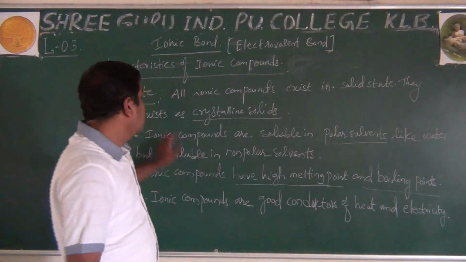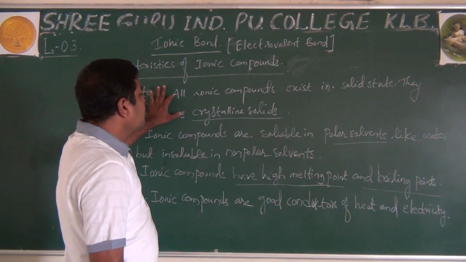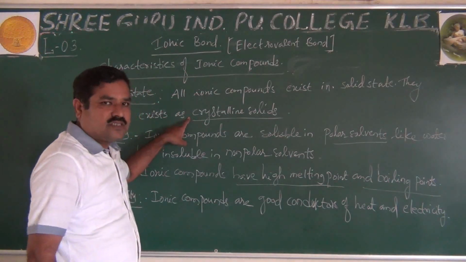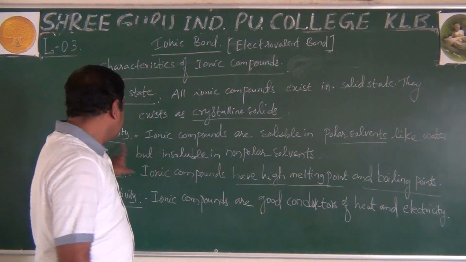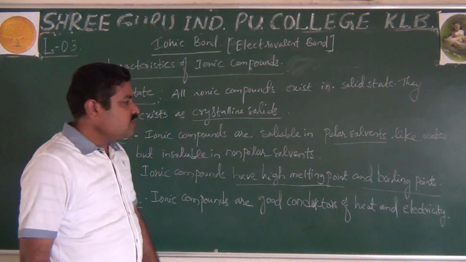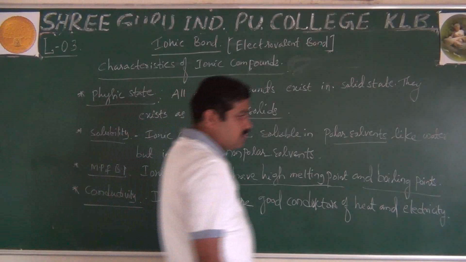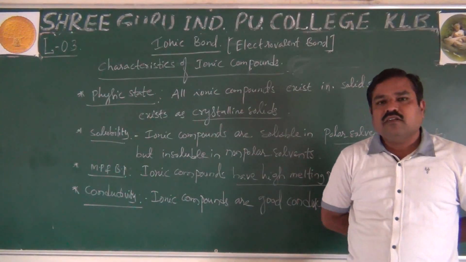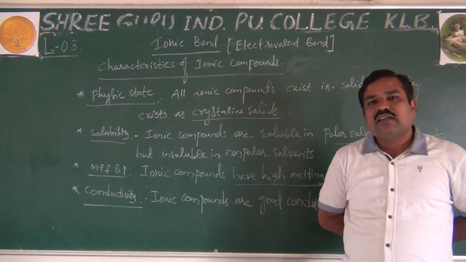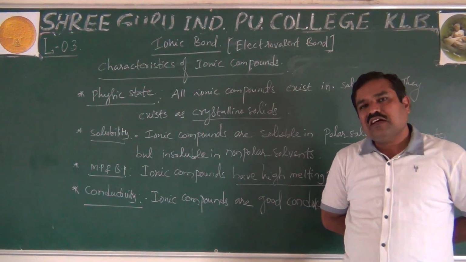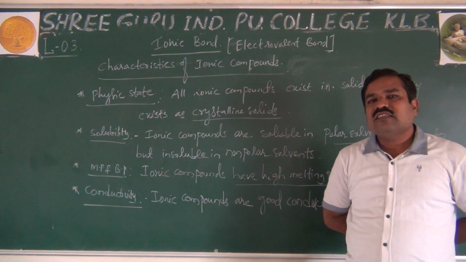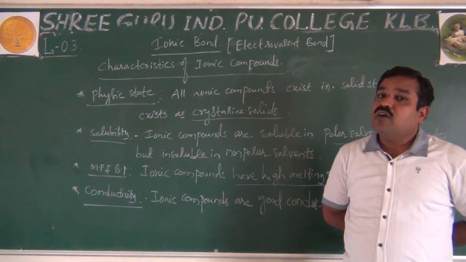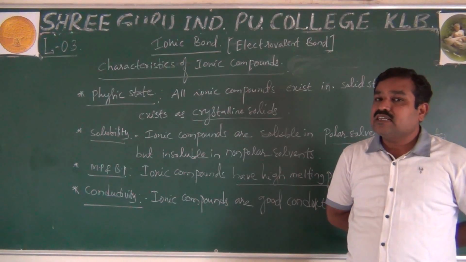What are those? All ionic compounds, what? They are in solid state, especially they exist as crystalline solids. Then all ionic compounds are soluble in polar solvents like water. But insoluble in non-polar solvents like acetone, ether, benzene, toluene, xylene, so many examples. That means all organic compounds are non-polar solvent. Why? Because they do not carry charges.